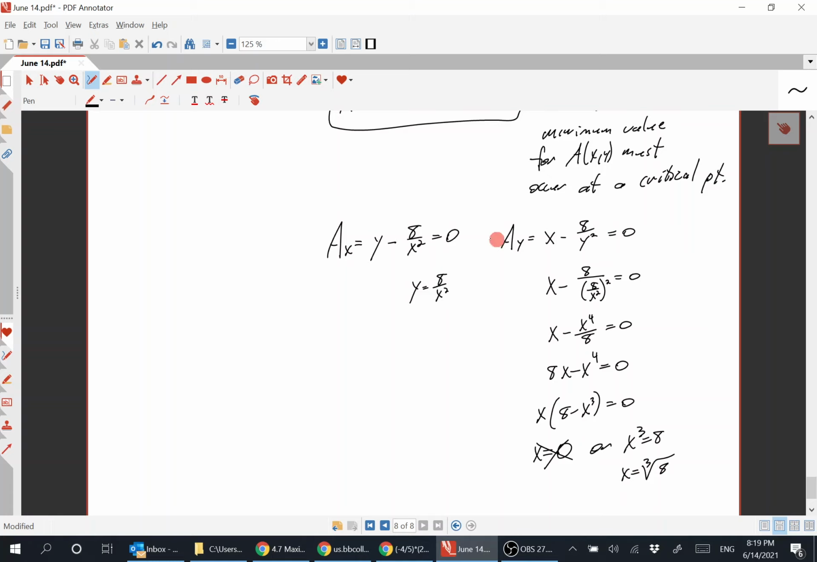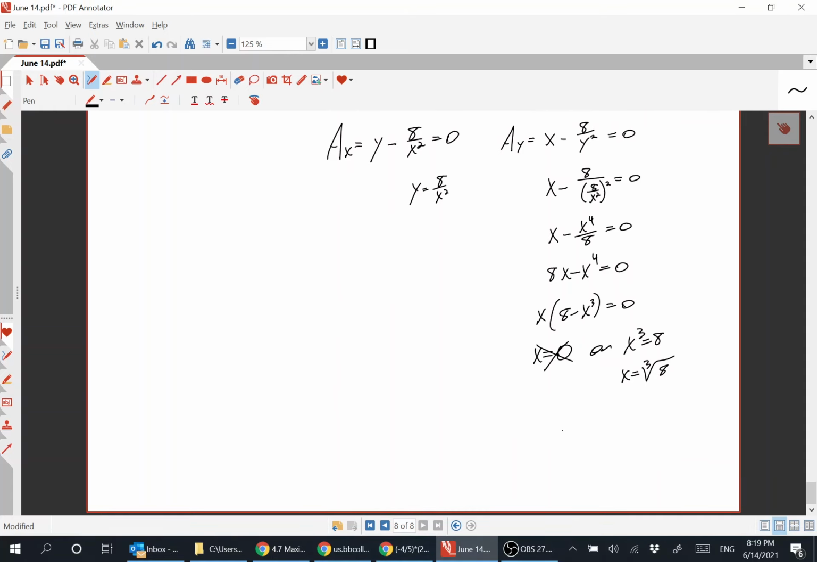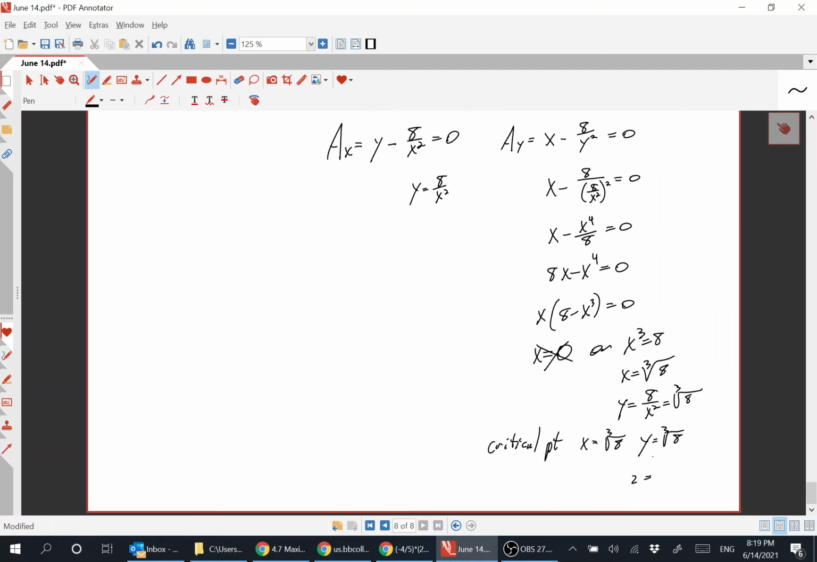And these partial derivatives are symmetric with regard to x and y. So y is going to be the cube root of 8 again, right? I mean, 8 over the cube root of 8 squared leaves the cube root of 8. So y is equal to 8 over x squared, which is going to be the cube root of 8 again. So the critical point is x equal to the cube root of 8, y equal to the cube root of 8, and then z is equal to what? 4 over the cube root of 8 squared.